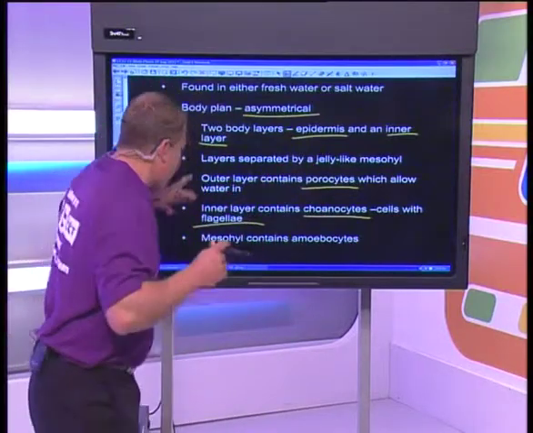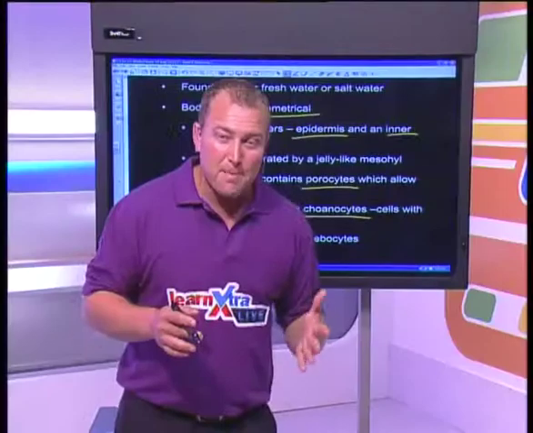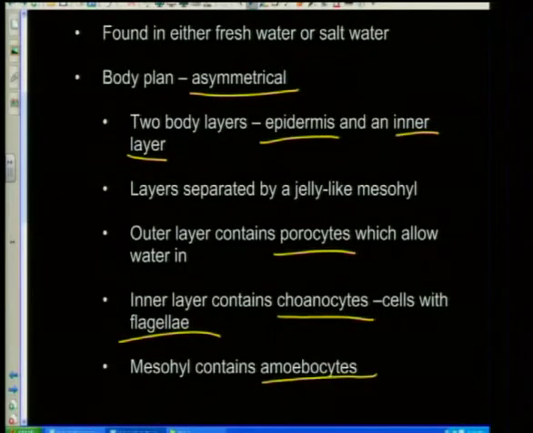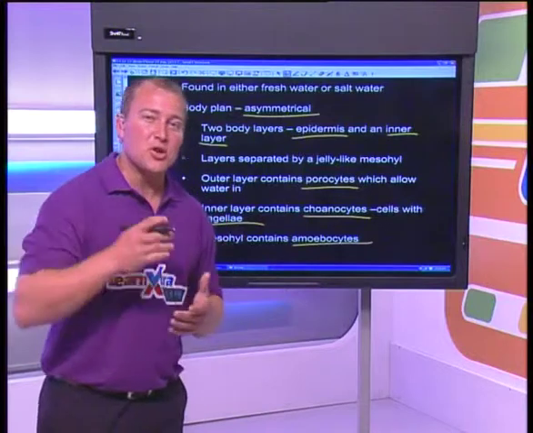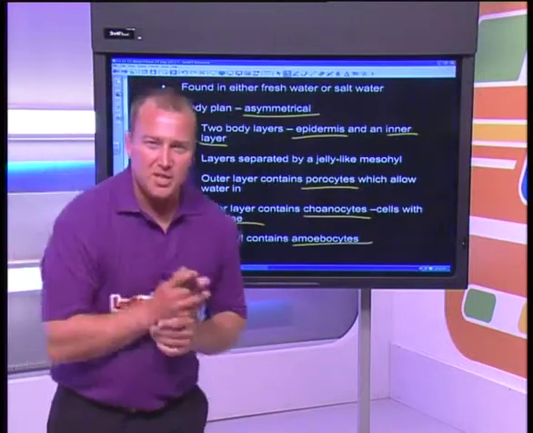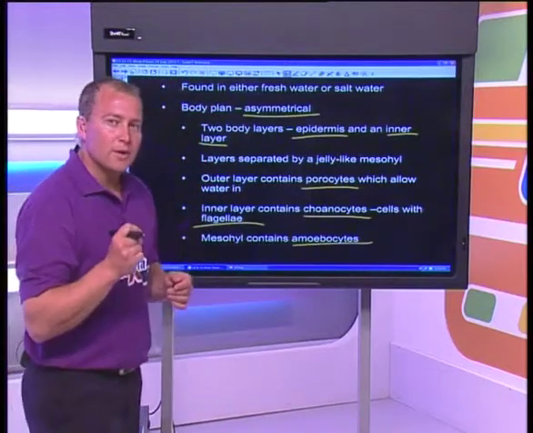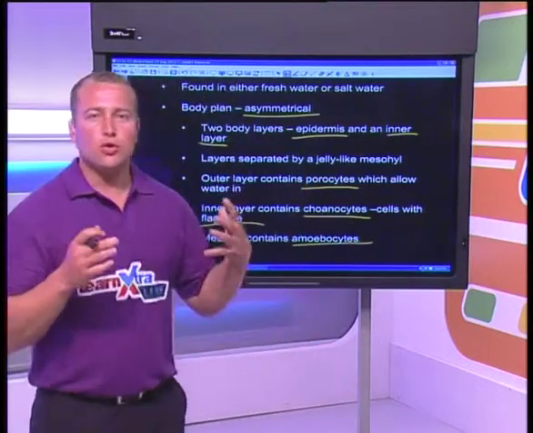And then, of course, your mesophyll. Remember between the endodermis and the epidermis, we had that jelly-like substance, right? That's your mesophyll, and it contains amoebocytes. You've got amoebocytes in you at the moment, okay? Amoebocytes do a specific job. Amoebocytes actually go in and they eat things. So they absorb food by eating it.